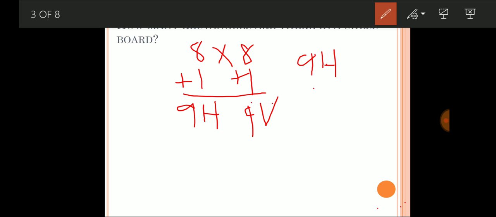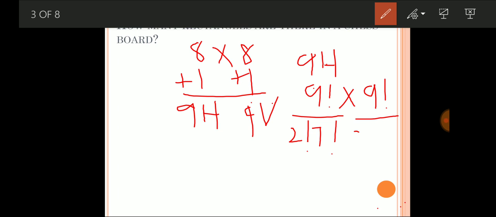It can be done in 9 factorial divided by 2 factorial into 7 factorial ways. Again, from 9 vertical lines we'll have 9 factorial divided by 2 factorial into 7 factorial ways, because when I choose 2 lines, the other 7 lines form another team which is not selected.